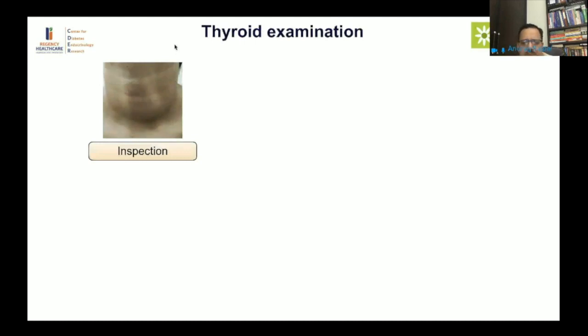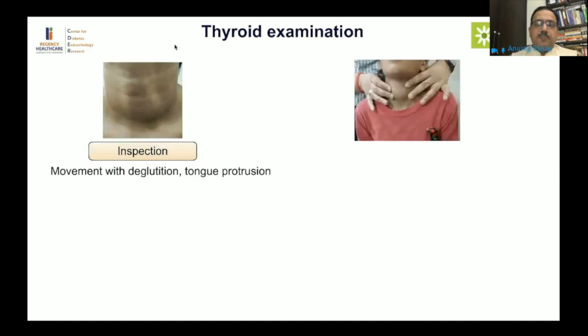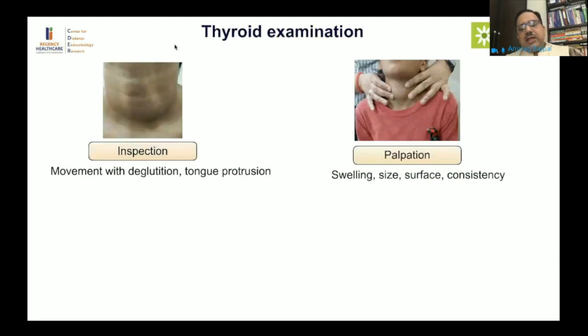So start off with inspection. Look for movement with deglutition and protrusion of tongue. Sometimes there may be some other midline swelling which may not be thyroid, so they will not move with deglutition, and this will help you. Sometimes we find even a tubercular lymph node presenting at the situation diagnosed as goiter mistakenly. Always palpate from backside. Look for the swelling, size, surface, and consistency.